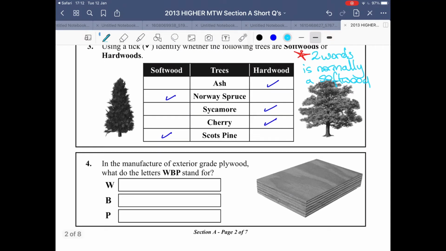Okay, so that might help some of you that find this stuff hard to remember. Okay, now next question we're asked, what do the letters WBP stand for? And it is weather and boil proof. Now there's a clue in this question. It says it's exterior grade plywood.